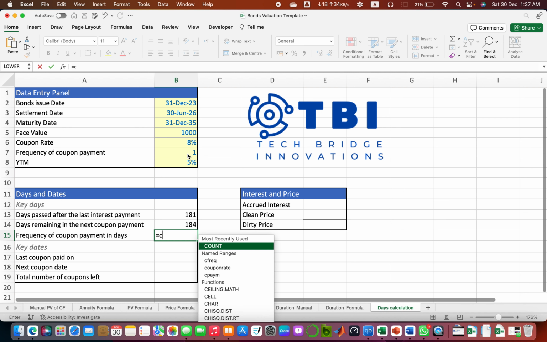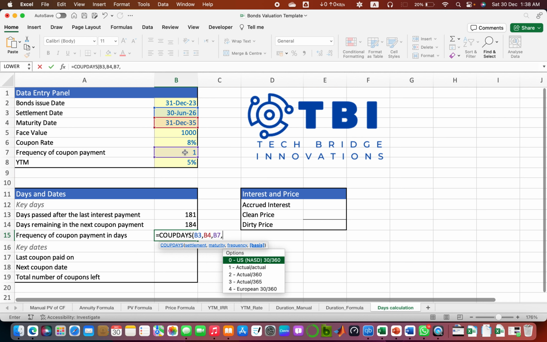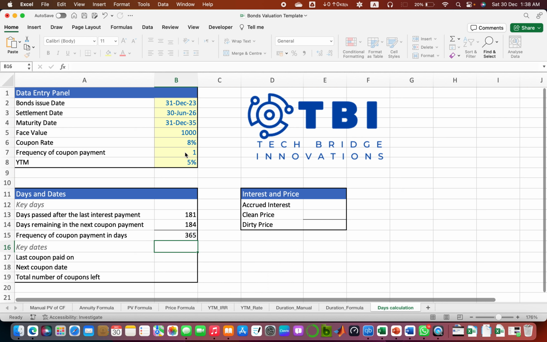Or you can just use another formula, that is COUPDAYS only, and then the settlement date, maturity date, and frequency. And we discussed what these are: settlement date, maturity date. Settlement date means the date on which you are purchasing the bond, and maturity date is when it will mature, and issue date is when the bond was issued by the company. And frequency, we will select 1, day convention 3, so 365. That's actually the sum of these two.